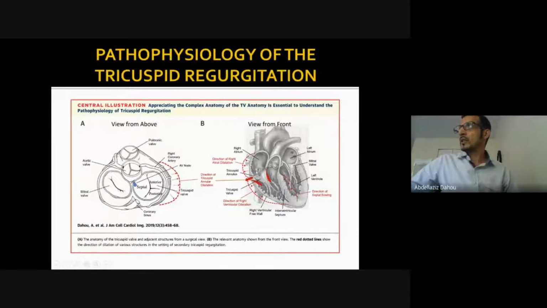The pathophysiology of the tricuspid valve we'll see next, but here we present the main mechanisms of functional tricuspid regurgitation. Following the dilatation of the right ventricle from any cause, that can cause dilatation of the tricuspid annulus and tethering or tenting of the leaflets. The more the tethering happens, the more tricuspid regurgitation will progress, and this will cause more dilatation of the right ventricle.